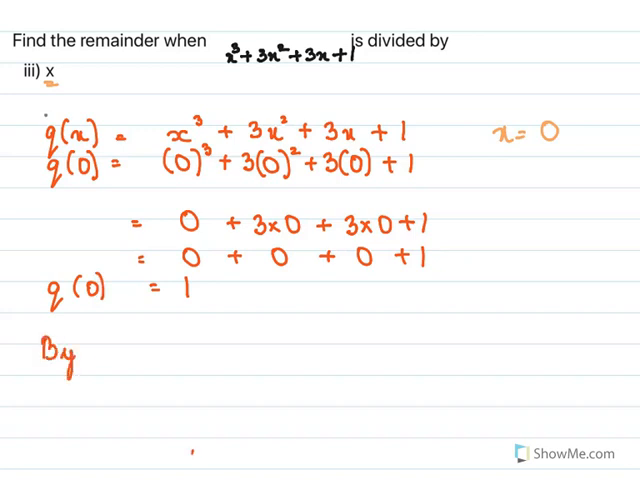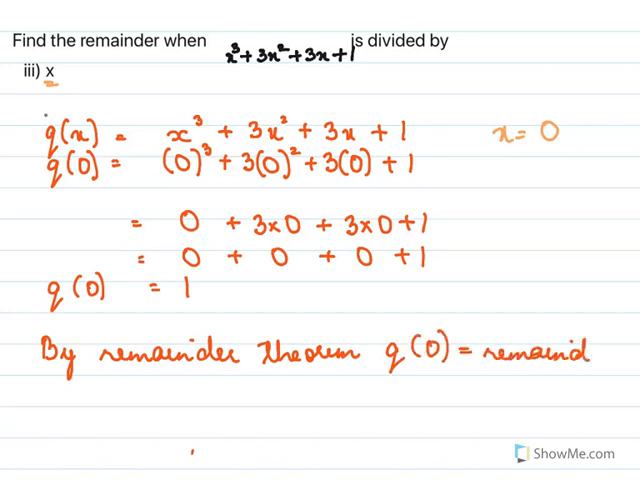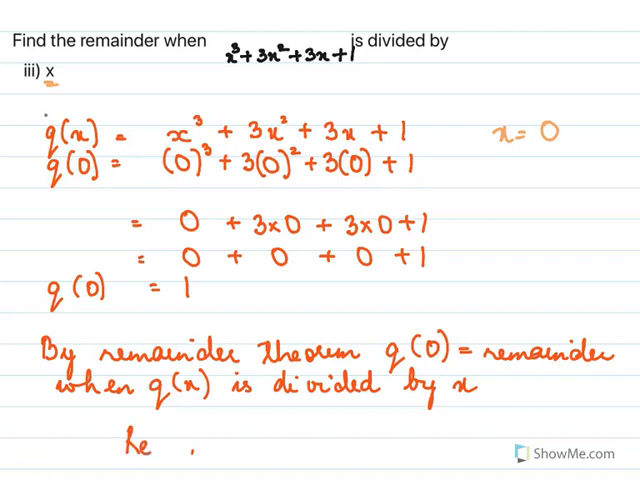By the remainder theorem, q of 0 is equal to the remainder when q of x is divided by x. So I can say the remainder equals 1.